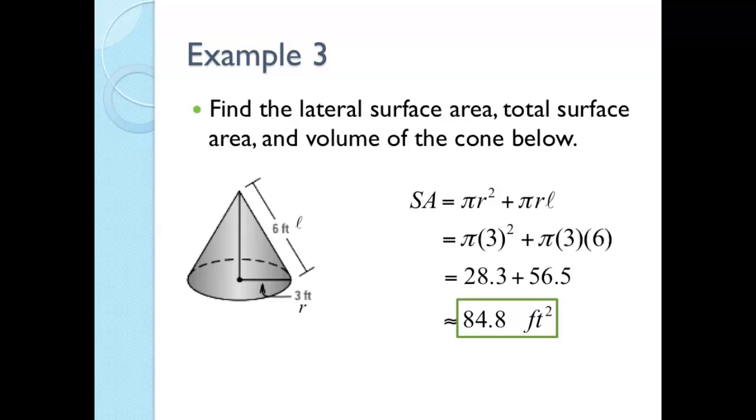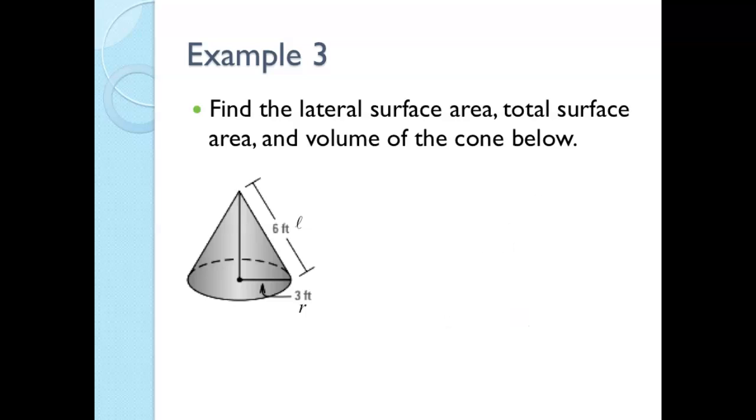Okay, lastly, we're going to find the volume. So that means we are going to need to find this height, h. Now, how do you find the height h? Well, if you look at the information that we already have, we actually have one leg and the hypotenuse of a right triangle. So let's apply the Pythagorean theorem here to find h.